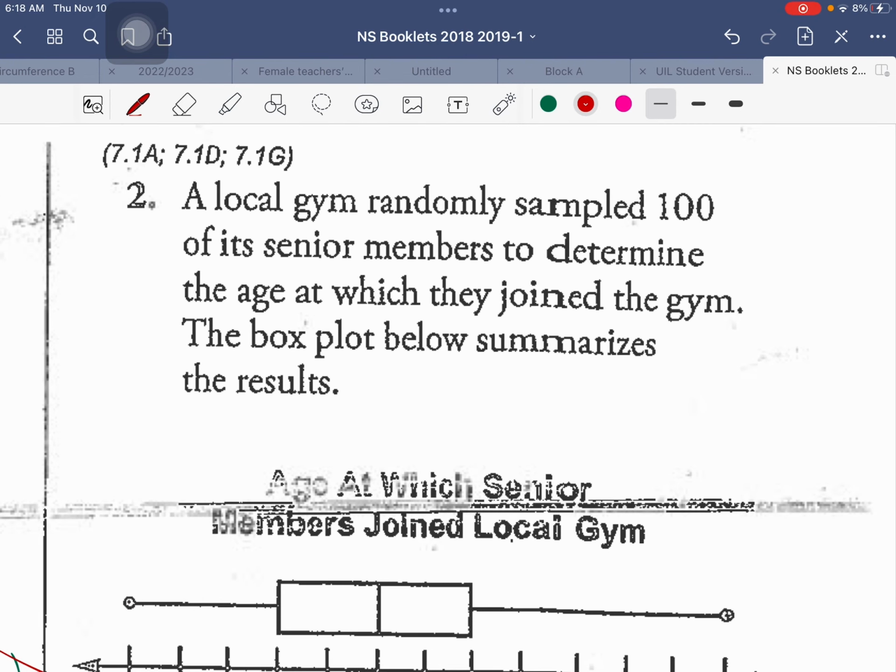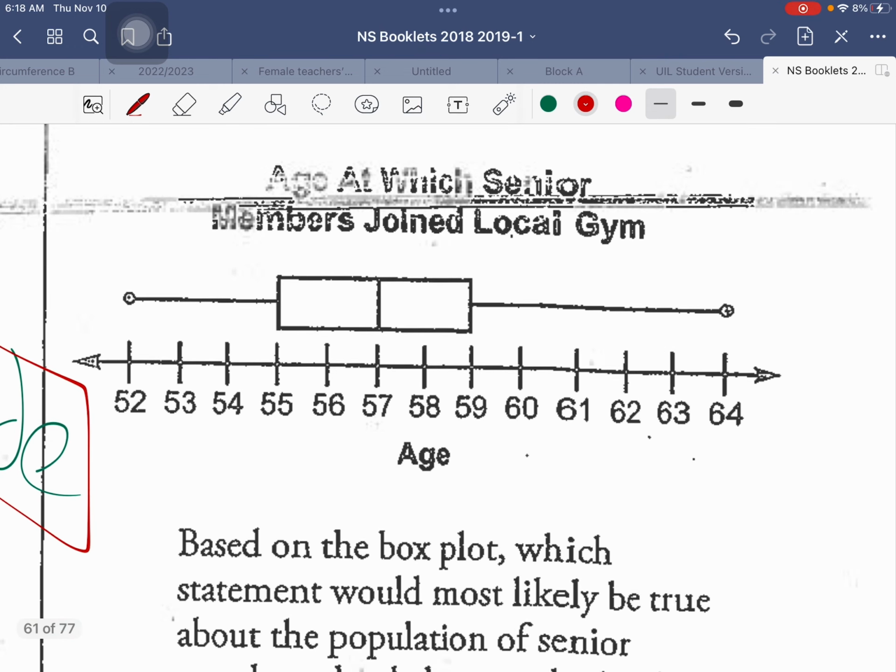Number 2. A local gym randomly sampled 100 of its senior members to determine the age at which they joined the gym. The box plot below summarizes the results. So the age at which senior members join the local gym. So the min, 52.